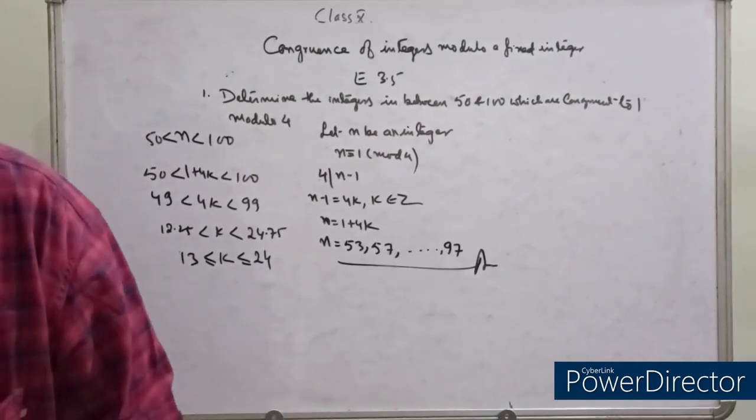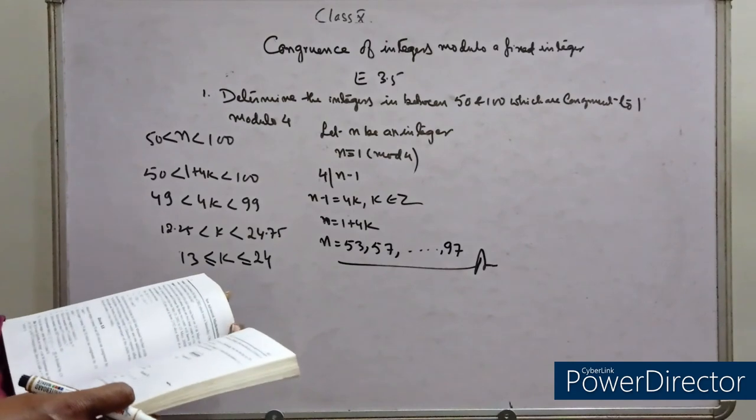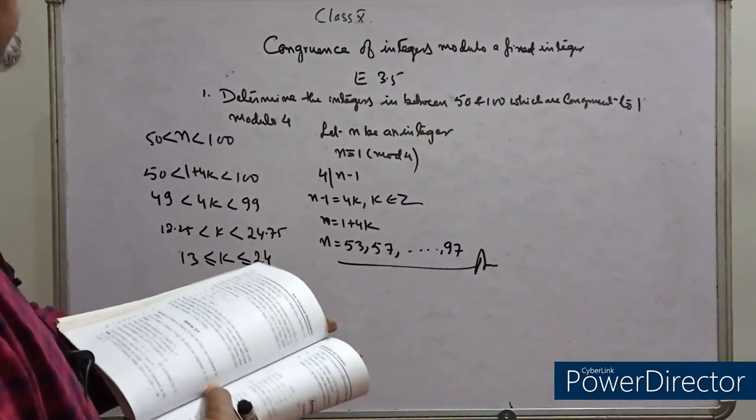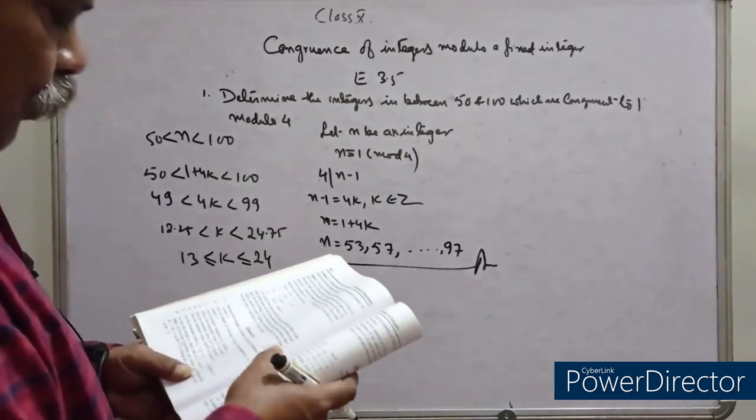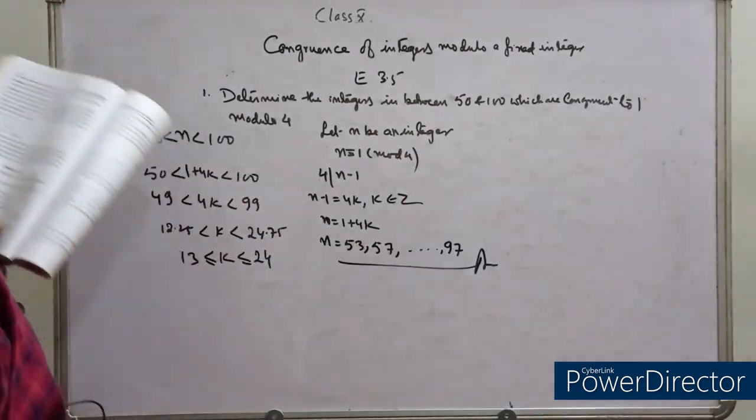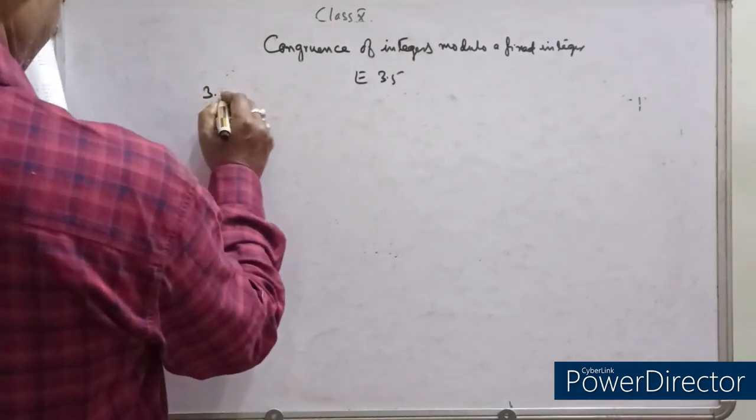Your second question: find all integers between 70 and 130 which are congruent to 11 mod 7. It's the same procedure you have to do. Everything is the same procedure. So now I am moving to question number 3.